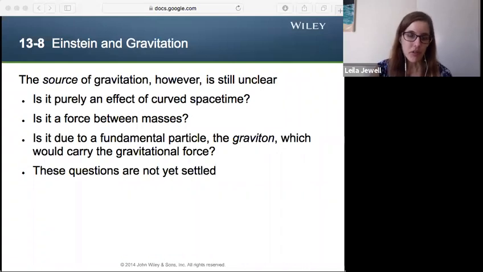Interestingly, though, the source of gravitation is still unclear. Is it purely an effect of this curved space-time? Is it a force between masses like Newton proposed? Or is it due to some fundamental particle, the graviton, which could carry the gravitational force and be the source of it? These questions, it turns out, are not yet settled. They're still being studied. Scientists are still trying to recreate the graviton, which takes a ton of energy. That's why we have particle colliders that have amazing amounts of energy.